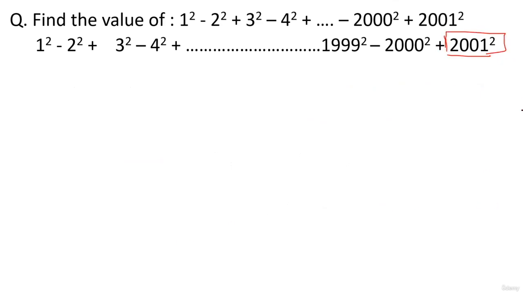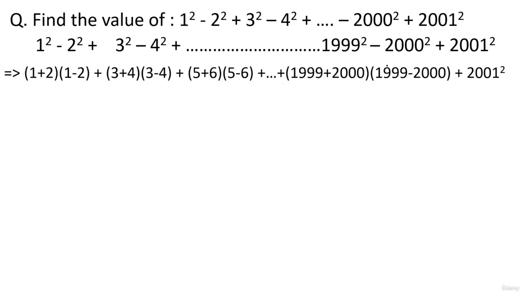Okay, if you look at all the other terms, they are of the form a square minus b square. Okay, so what is a square minus b square? It is a plus b into a minus b. So ये पहला bracket क्या हो जाएगा? 1 plus 2 into 1 minus 2. Same with this 3 plus 4 into 3 minus 4. ऐसा करते करते same ये bracket क्या हो जाएगा? 1999 plus 2000 into 1999 minus 2000, right? This is how it will be, right? I've written all the terms as a plus b into a minus b.